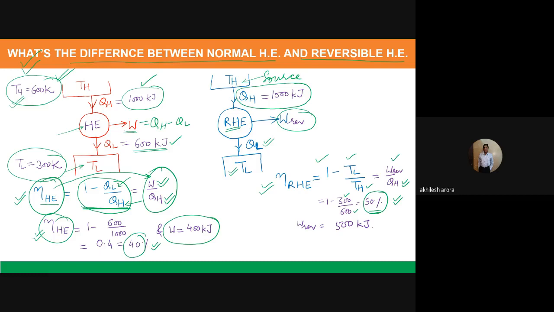And now let us try to find out what is the value of the work. Now you know from this particular equation, you know the value of the efficiency. You can pick it as 50%, that is 50 by 100. You know the value of the QH, which is 1000. So if you calculate the value of the W, which is the missing value, you can get the value of the W reversible as 500 kilojoules. So in the previous case, for the normal heat engine, the value of the work was 400 kilojoules. Now it is 500 kilojoules. So I hope this difference between the normal heat engine and the reversible heat engine is clear to you. Okay, let us proceed next.